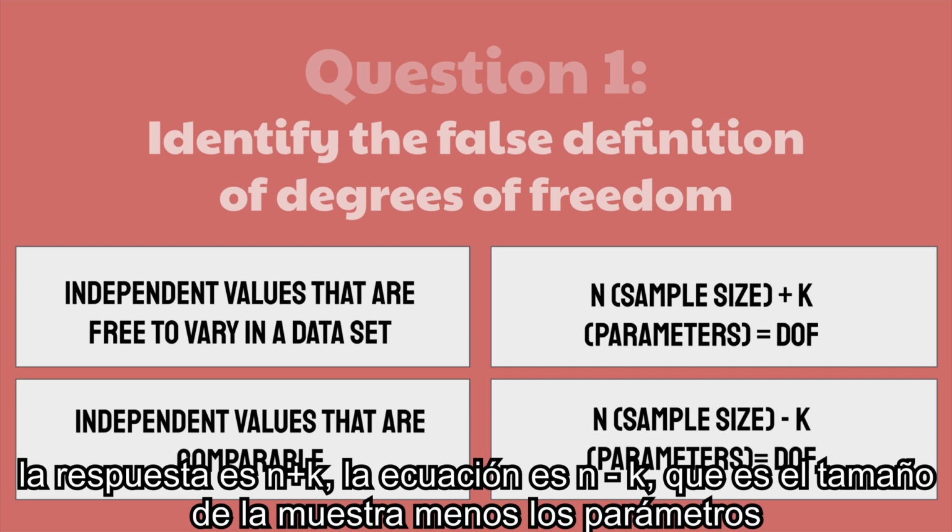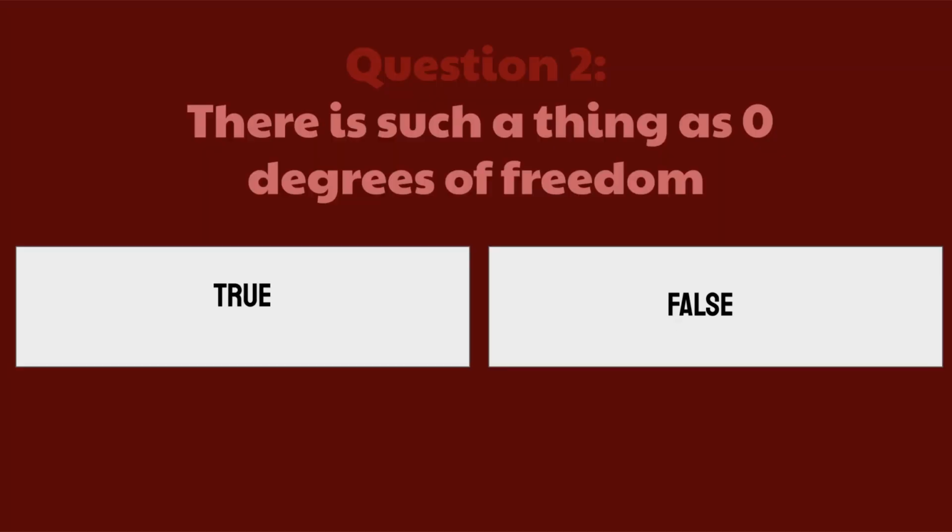The answer is n plus k. The correct equation is n minus k, which is the sample size minus the parameters.